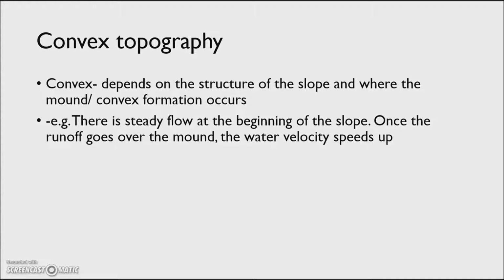Convex terrain generally has a steady flow at the beginning of the slope. Once the runoff has created a detour over or around the convex mound, the runoff and erosion rates would intensify. However, this hypothesis is heavily dependent on the structure of the slope and the position of the obstructing convex mound. If the mound is towards the top, the initial flow and erosion would be slow and would speed up over time as the water found or created its preferred path.